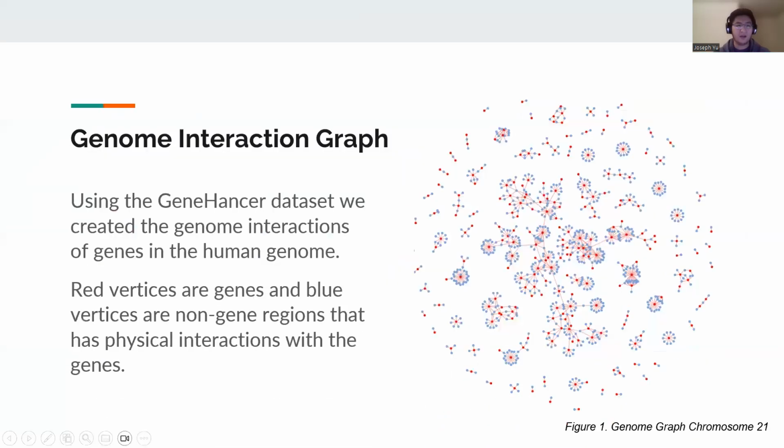So using the GeneHancer dataset, we visualize the human genome in a graphical format, like what's shown here on the slide on the right, where the red vertices are genes and the blue vertices are non-gene regions that have interactions with the genes. One of the very interesting observations that we have observed across all chromosomes is that for different genes, the graphs have different sizes.